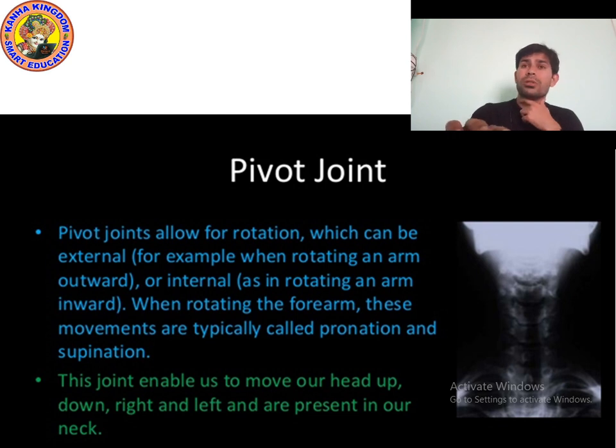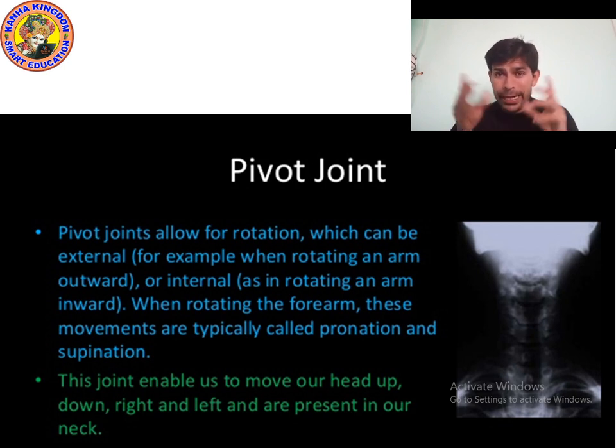Now let's talk about the pivot joint. Pivot joint is present in our neck. Because of this joint, we can move our head up, down, right, left.